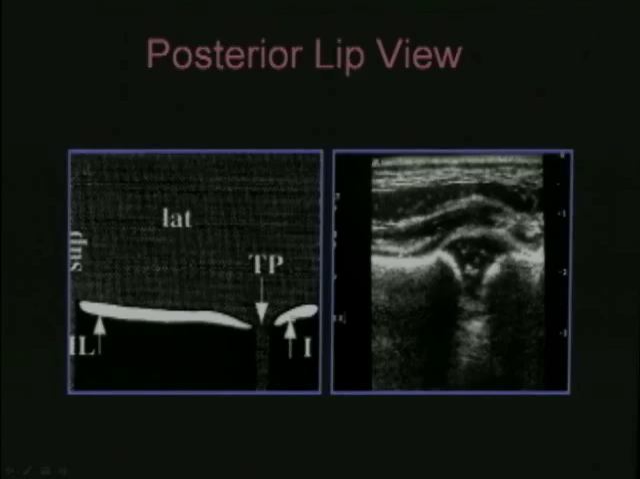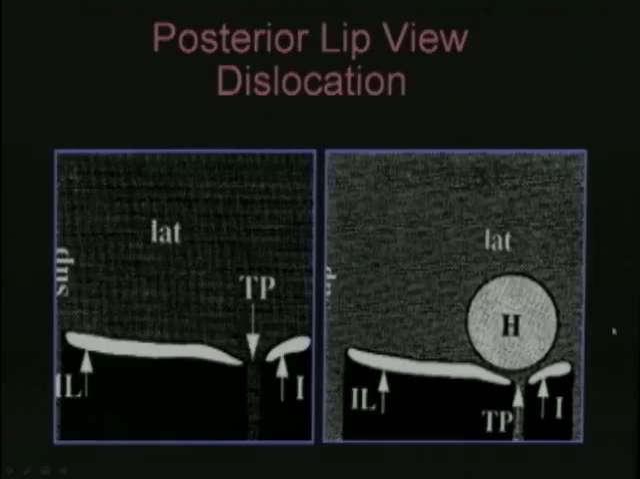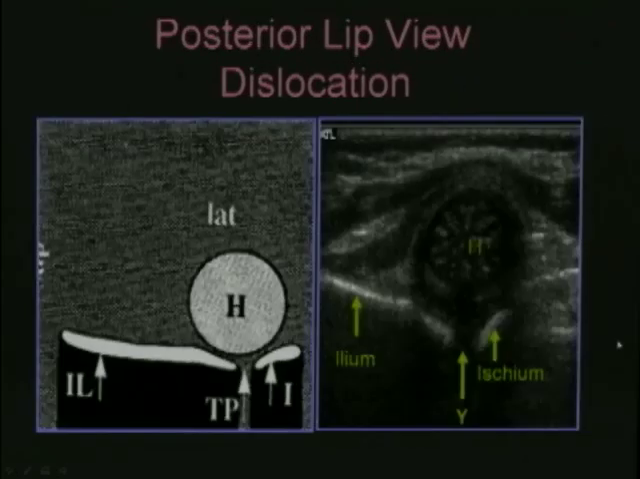The last view is the posterior lip view, which we can see when we move all the way posteriorly. We see the triradiate cartilage. We should not see the femoral head at that point. When there's a dislocation, we'll see the head come all the way back to that posterior portion of the hip joint.